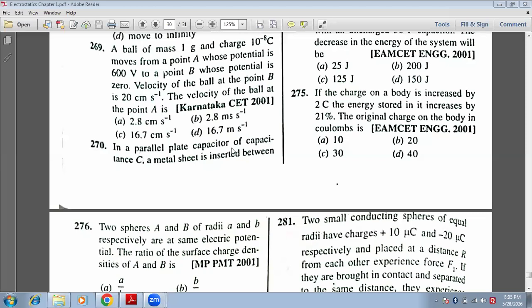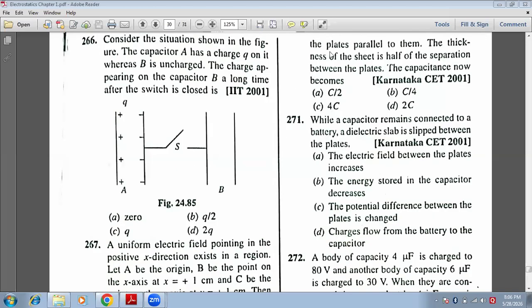In a parallel plate capacitor of capacitance C, a metal sheet is inserted between the plates parallel to them. The thickness of the sheet is half of the separation between the plates. The capacitance now becomes: option A, C by 2; option B, C by 4; option C, 4C; option D, 2C. Correct answer, option D, 2C.